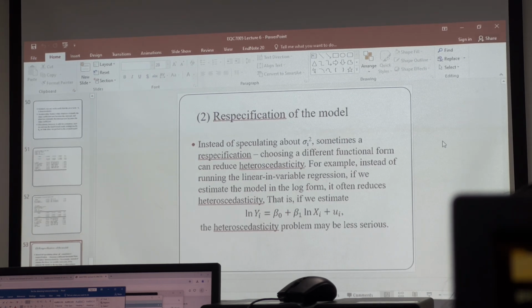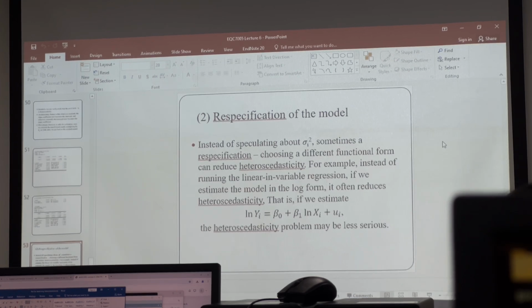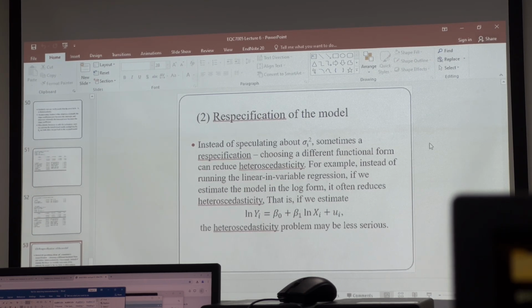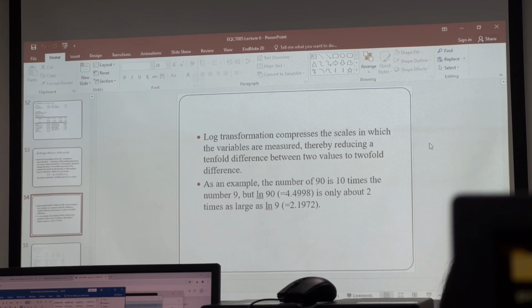For example, instead of running the linear-in-variable regression, if we estimate the model in log form, it often reduces the heteroscedasticity problem. That is, if we estimate the log of the dependent variable against the log of the independent variables, the heteroscedasticity problem may be less serious, or maybe we are able to totally overcome the problem.